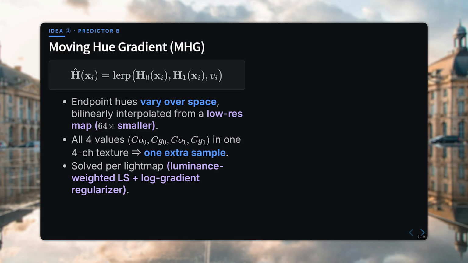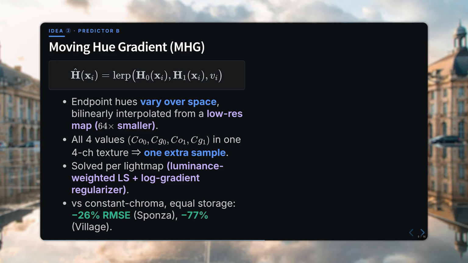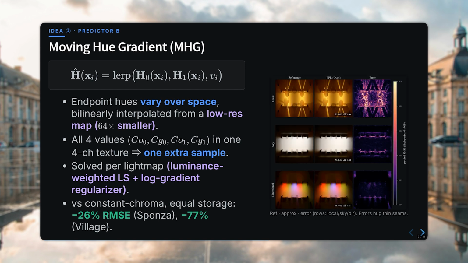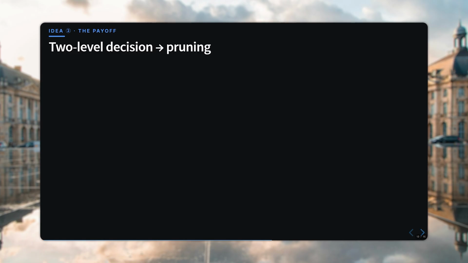We solve it per light map, again with luminance weighted least squares, plus a scale invariant log gradient regularizer. And compared to a constant chroma map at the same storage, it cuts the RMSE by 26% on Sponza and by 77% on Village. Here you can see reference, approximation, and error for the local, sky, and directional rows. And notice how the residual errors only hug a few thin seams.